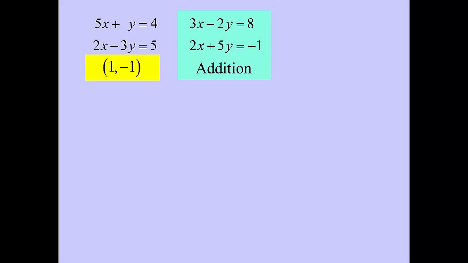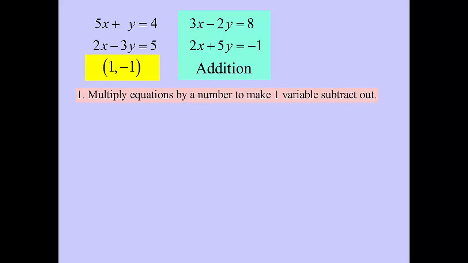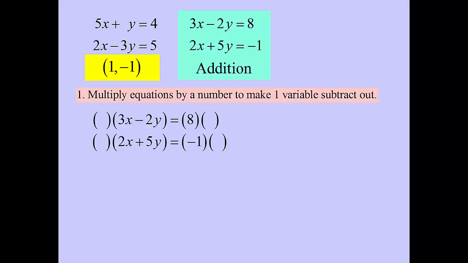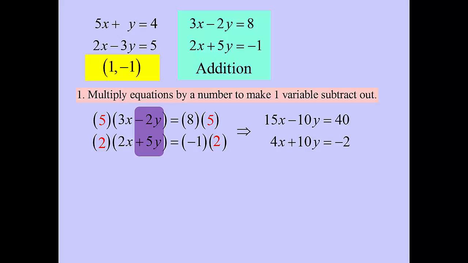The other traditional method, called the addition method, looks like this. We want to take our two equations and multiply by something in each equation so that one of the variables will subtract out. In this case, if you take a look at the y's, if we multiplied the top one by 5 and the bottom one by 2, then the y's would both have a coefficient of 10. And here is what we would have.